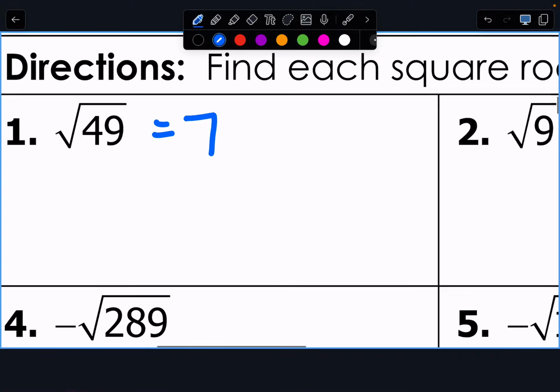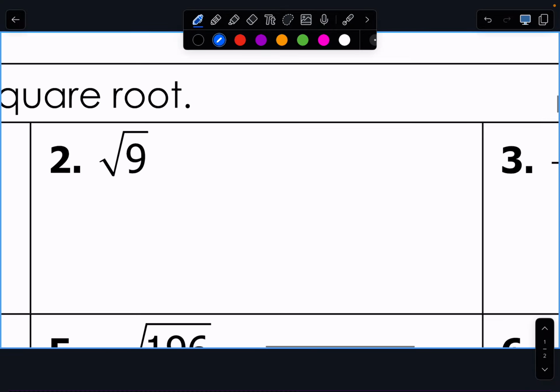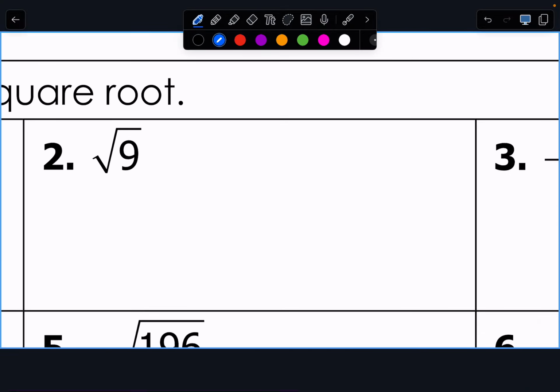Think about it. Don't shout it out. The square root of 9. What number squared gives us 9? Charmony, what would you say? 3.